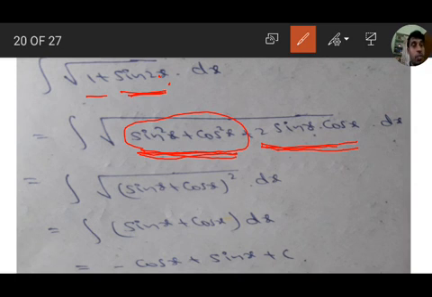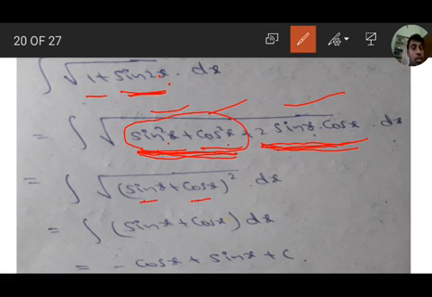So it is of the form a square plus b square plus 2ab, which is a plus b whole square. Here a means sin x, b means cos x. Therefore we get sin x plus cos x whole square. The square and square root cancel, and we get integration of sin x plus cos x.